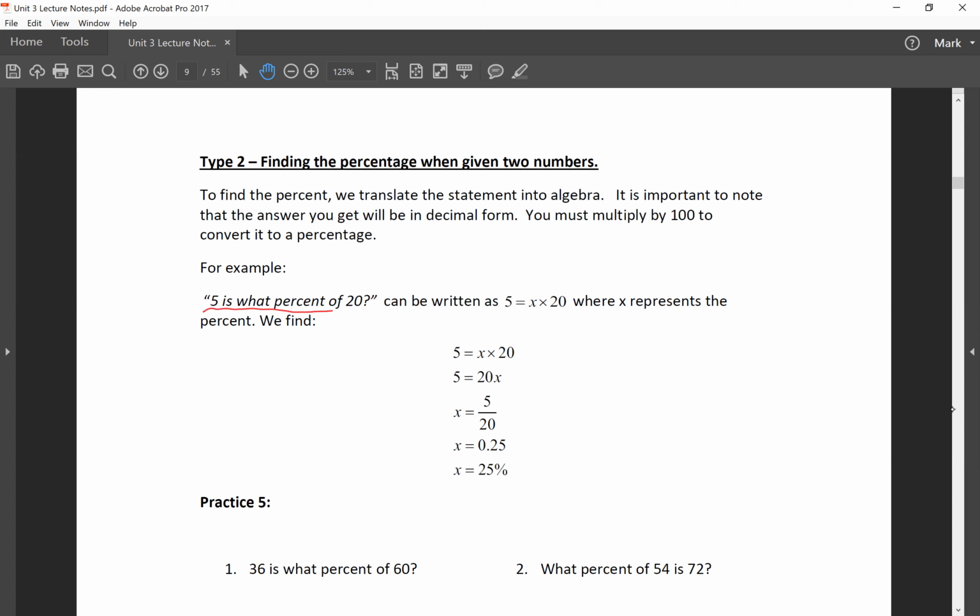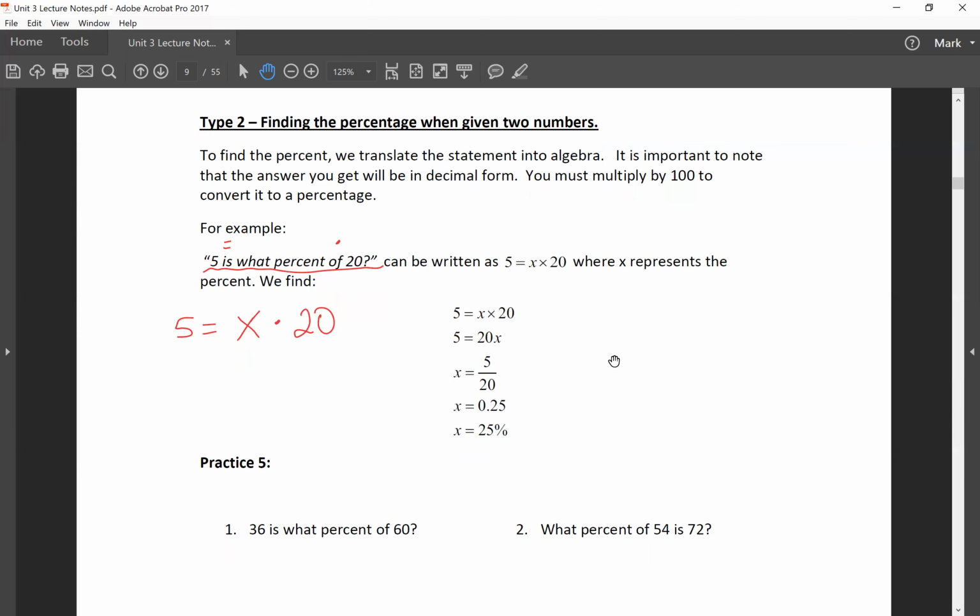So think about it. 5 is means equal. What percent? Usually in math, we would use an X or a Y to represent an unknown. Of means multiply. 20. That's what that sentence means. 5 is, so 5 equals what percent? That's X. Of means multiply. Remember, I mentioned this yesterday: if you see the word is, it means equals. If you see the word of, it means multiply, so times 20.